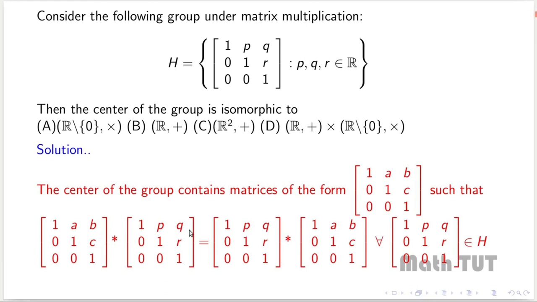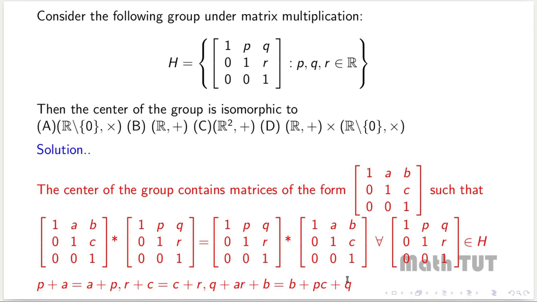In this manner, if I finish all the operations and compare the elements, I'm going to get a few implications. The first one is what I told you now: p plus a is equal to a plus p. Obviously it is true, because we are taking the elements p, q, r all from R. There's nothing new in that. Similarly, I'll get another one, r plus c is equal to c plus r. And the third equation is q plus ar plus b equal to b plus pc plus q. From this I get the implication that ar is equal to pc.